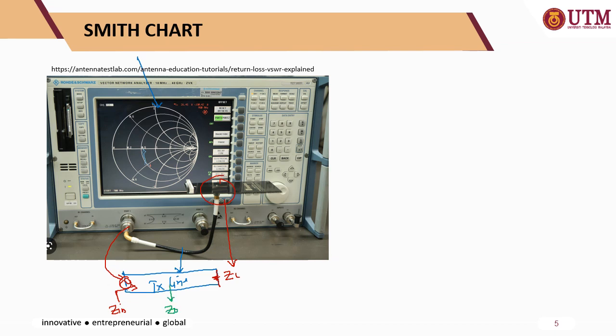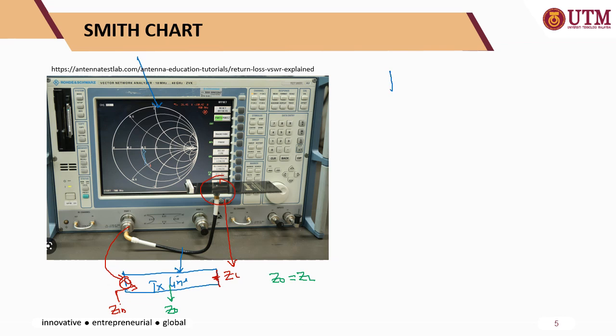So if you still remember, a system is matched when the Z0 is equal to ZL. So by using this Smith chart, you can look at the performance of the transmission line or the system. So you can see whether the load is matched to the characteristic impedance of the transmission line.